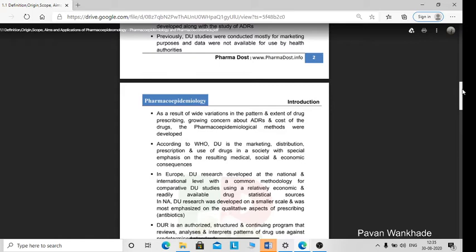According to the WHO, drug utilization is the marketing, distribution, prescription, and use of drugs in society with special emphasis on resulting medical, social, and economic consequences.